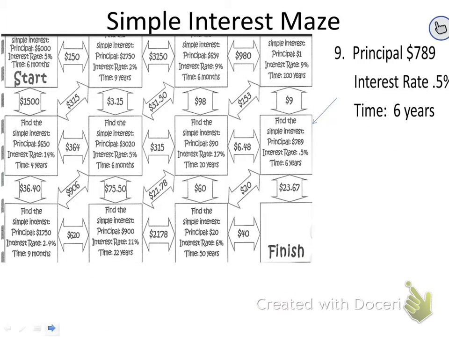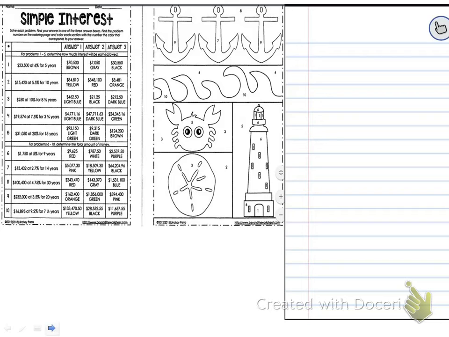Okay, go ahead and turn your paper over, and let's look at what you're supposed to do for today. Numbers 1 through 5, you're going to do those just like you did the maze, using your I equals PRT. But I'm going to look at numbers 6 through 10. So, yes, you have to do all of 1 through 10, but I'm going to explain how to do number 6 because that's a little bit different.